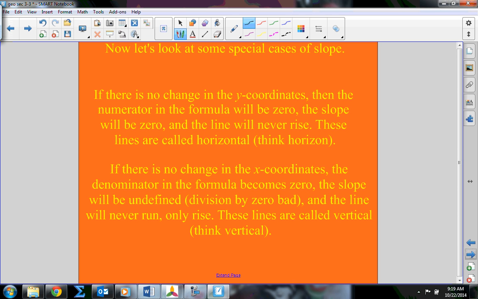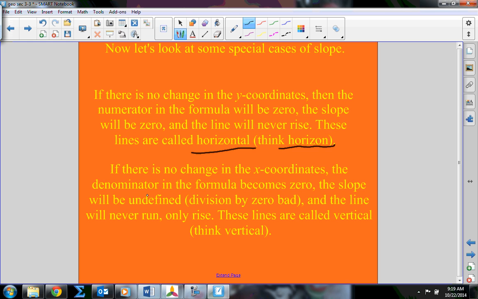There are a couple of special cases of slope. If you have no change in the y coordinates, then the numerator is going to be 0. So the slope of the line is 0. And if the slope, or the rise part of it, is 0, that means it's going to be horizontal, flat. So just like you look out on the horizon, you can remember horizontal.